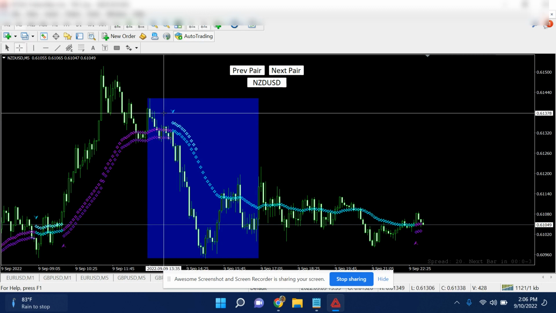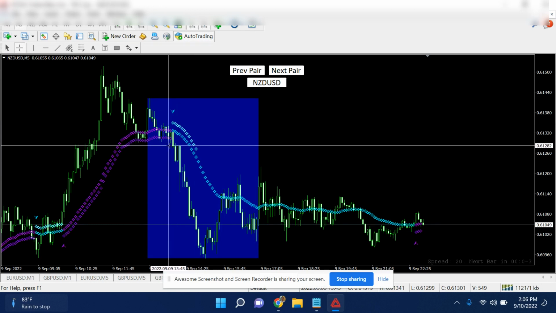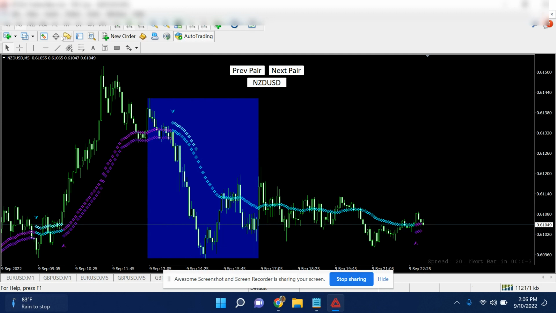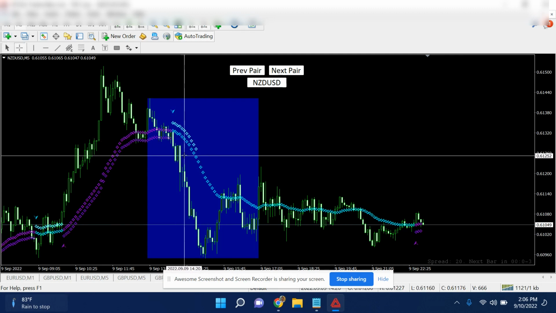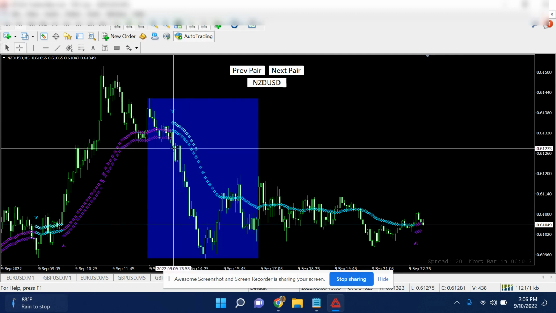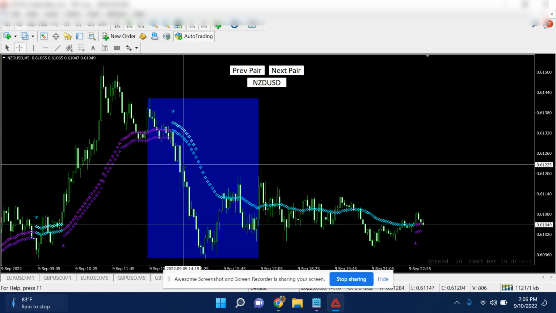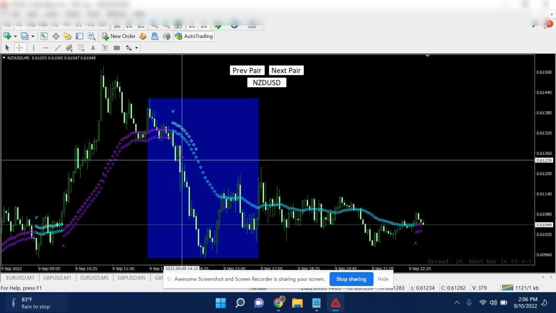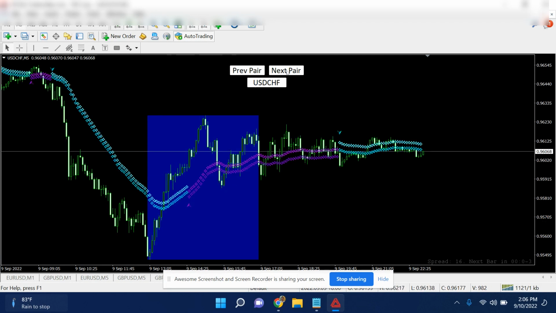These pairs are obviously pairs that move during the New York session, right? So if you're trading the London session, you'll probably trade more pound pairs. If you do try to trade this during the Asian session, just find pairs that move during the Asian session, like CAD JPY would be a good one, something like that. But you could see very, very easy to take these trades and get profits.